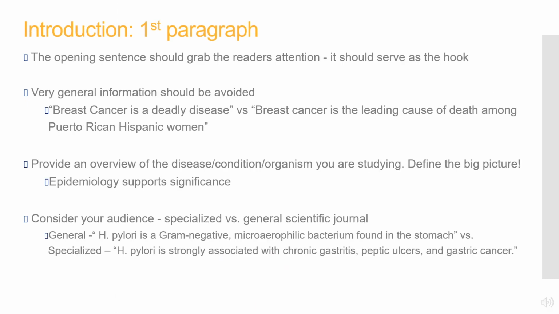When writing the first paragraph of the introduction, the opening sentence should grab the reader's attention. It should serve as a hook, making them interested enough to read the rest of the introduction. Very general information should be avoided. Provide an overview of the disease or organism you're studying. Define the big picture. And also, consider who you're writing for, a specialized journal audience or a general scientific journal audience.